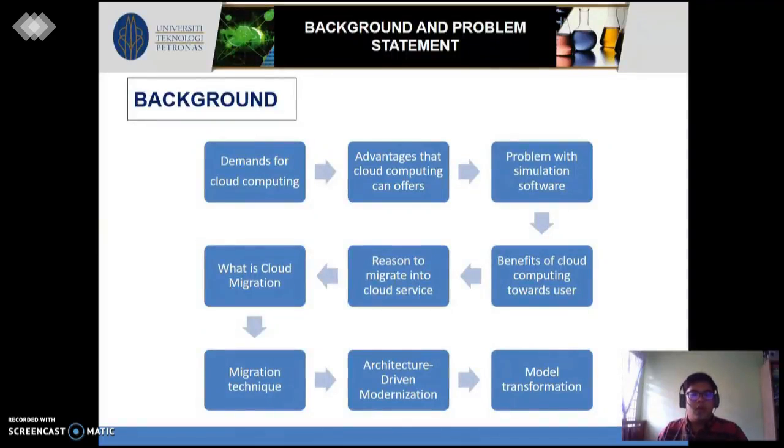I will start with the background of the study. I will present the demands for cloud computing, the advantages of cloud computing, the problem with simulation software, the benefits of cloud computing, and the reasons to migrate into cloud service. After that, I will introduce what cloud migration is and what the techniques are, what architecture-driven modernization is, and lastly, the model transformation.